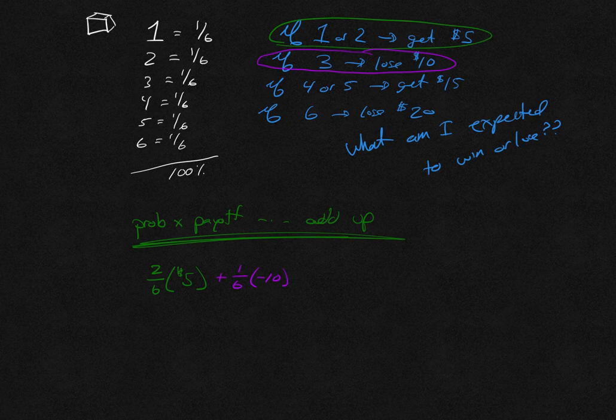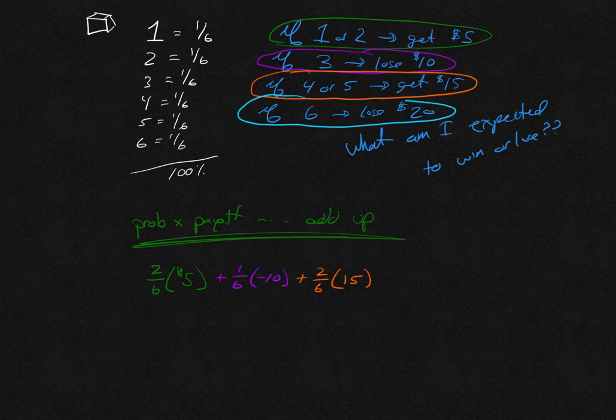Again, I'm going to switch colors here so that way we can show every single one. A 4 or a 5, that's 2 out of the 6 possibilities. So plus 2 over 6 times we get, that's a positive $15. And then last but not least, we'll get one more color here to really break this down. If this is the 6, you lose 20. 6 happens only 1 out of every 6 times, and we lose, the negative sign is 20.